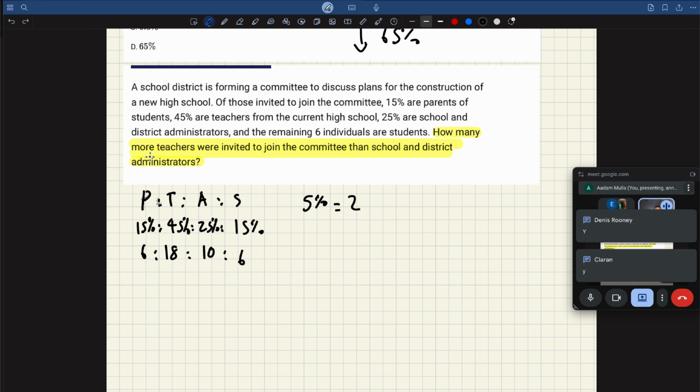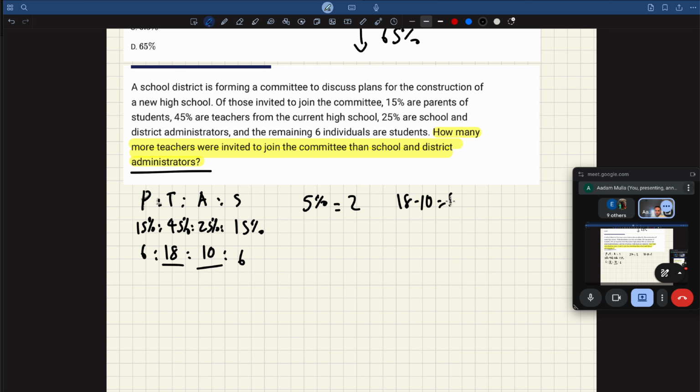Okay, so how many more teachers were invited to join the committee than school and district administrators? All we need to do is compare teachers with the administrators. So it's 18 minus 10, which is 8. With a question like this, you just want to identify who your key players are. I had parents, teachers, admin, and students. Just write out what percentages they are, and then find out what all of them are. I wouldn't even worry about the last bit because it might not make sense to you before you've done all of this.